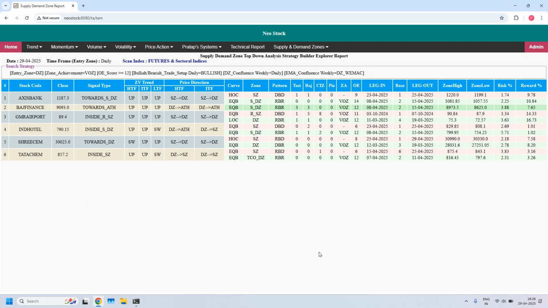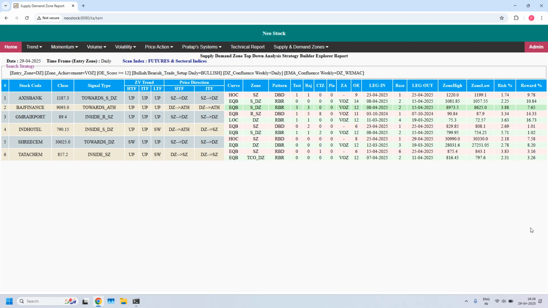Previous reports, those stocks might have been listed and those who took the trades would have got profits. Okay. So this is about LTF, ITF and ITF EMA confluence.